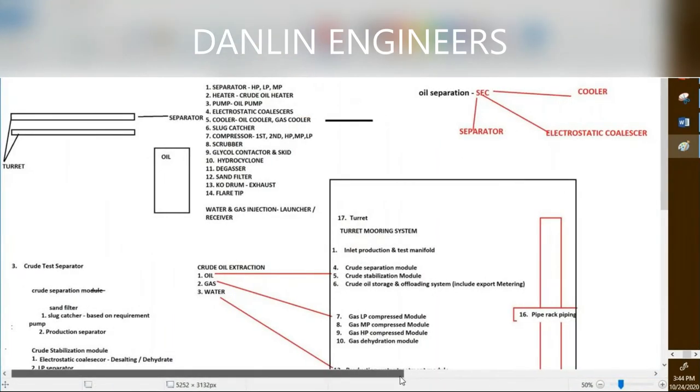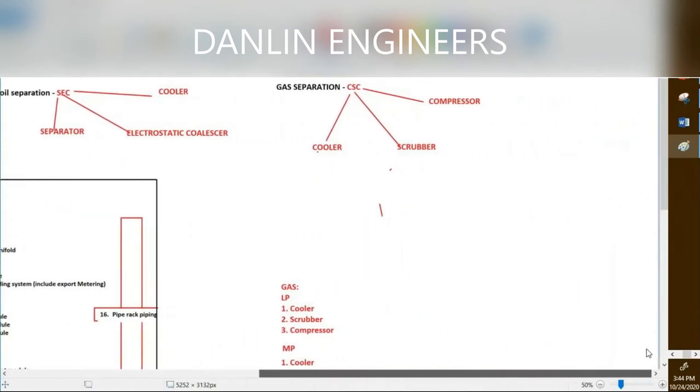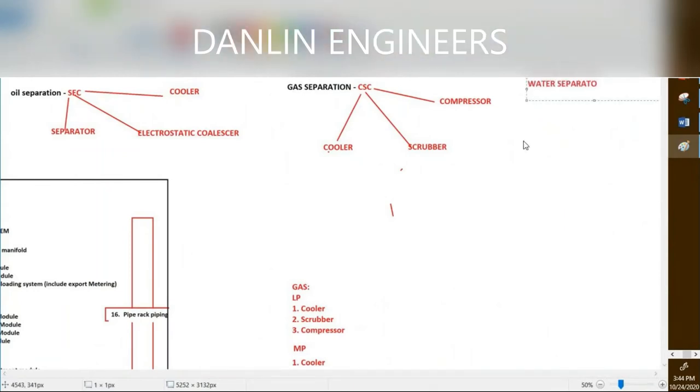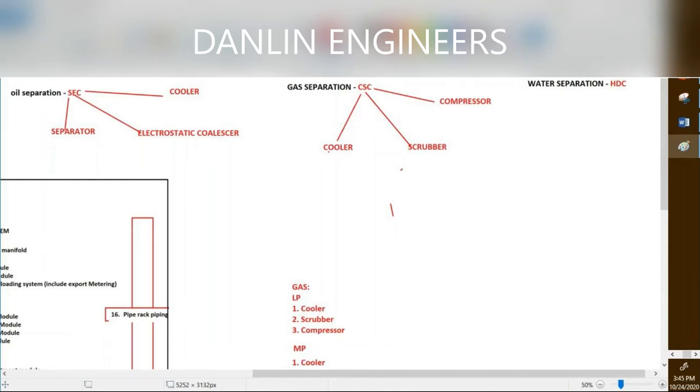So now the remaining thing was the water. Water separation we have to make. So for water separation, here we are going to use HDC. This is our reference name: SEC, CSC, and HDC. SEC, CSC, HDC. This is the memory aid we can have.